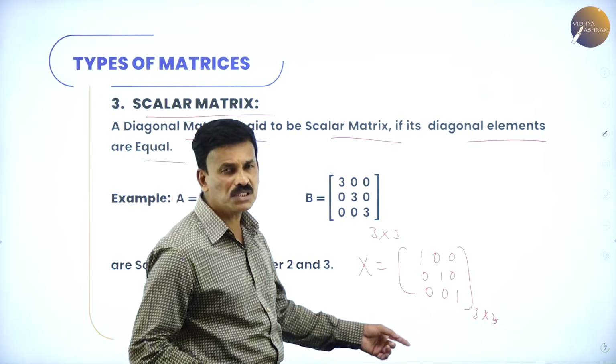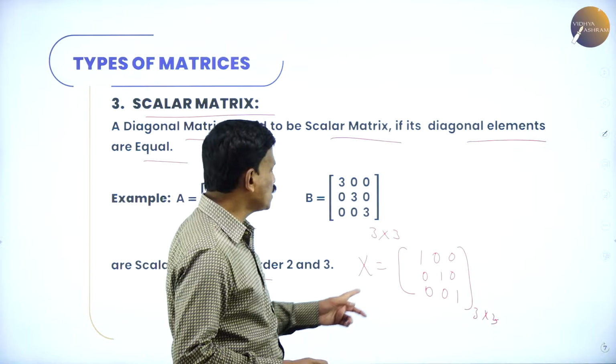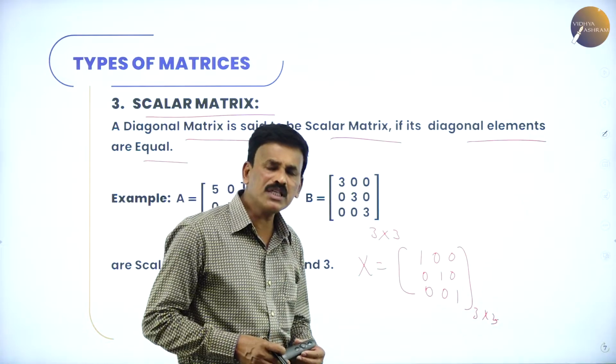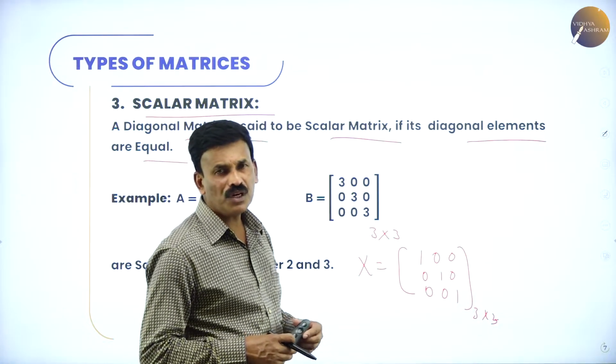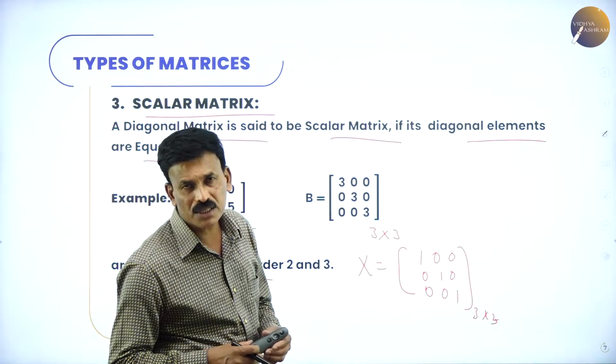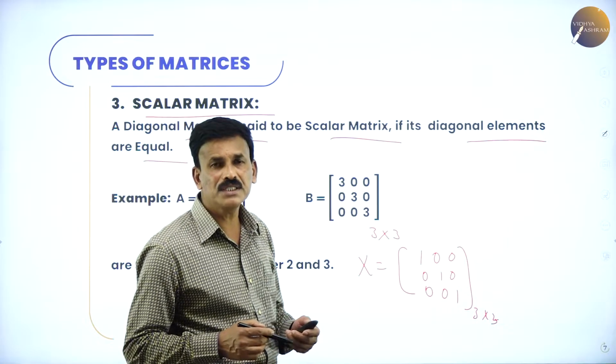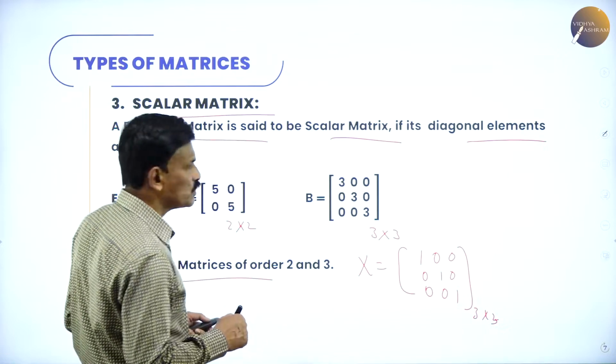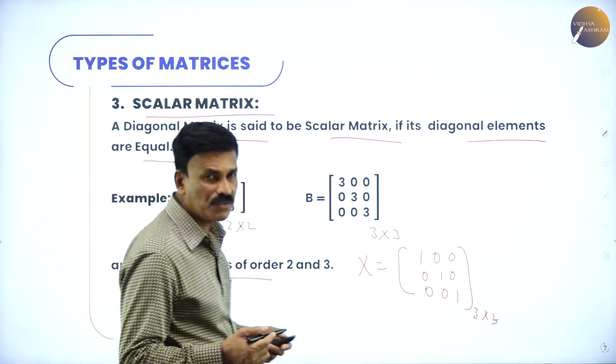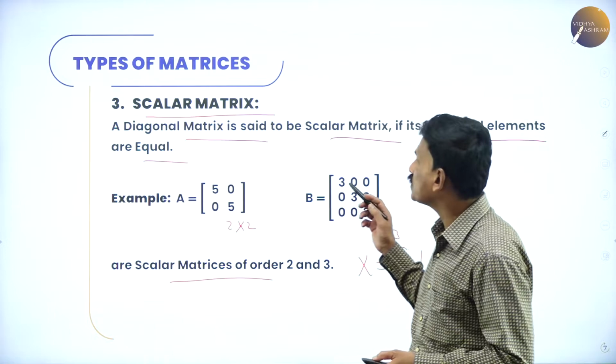For this, we have a special name, that is called an identity matrix, because if all the elements are 1 1 1 in the principal diagonal, then it is called an identity matrix, denoted as I. Now, let us come to the next type. These are all very important definitions for 1 mark. These are all 1 mark questions.